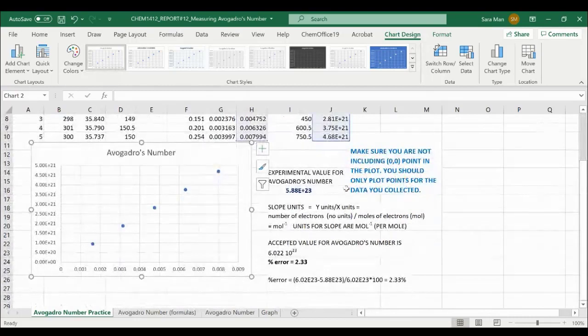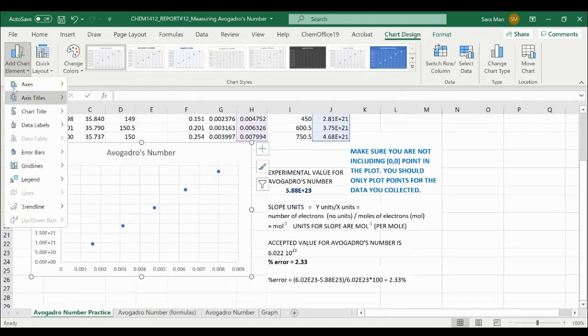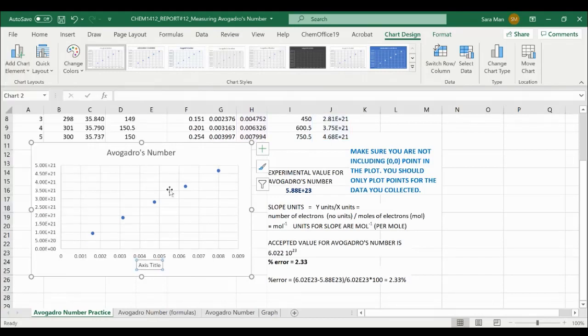Now, you have the graph, but a graph, if it doesn't have units, it doesn't have name of the axis, you don't know what that is. So we say add chart element. And we want to add axis titles. Let's start with the horizontal. What are we going to write in the horizontal? Moles of electrons. And the units is going to be moles.